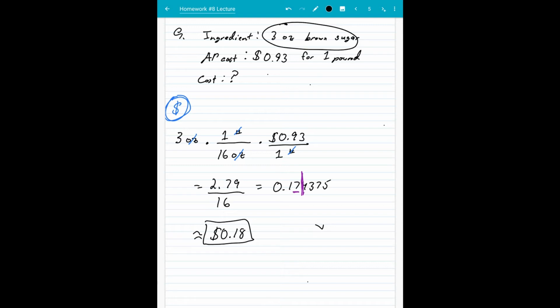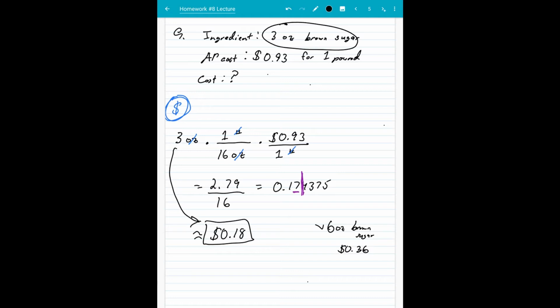Say the recipe said 6 ounces of brown sugar. Well, if 3 ounces makes 18 cents, 6 ounces is double 3 ounces. So you would expect that to be double the cost. This would be $0.36. They keep it proportional.